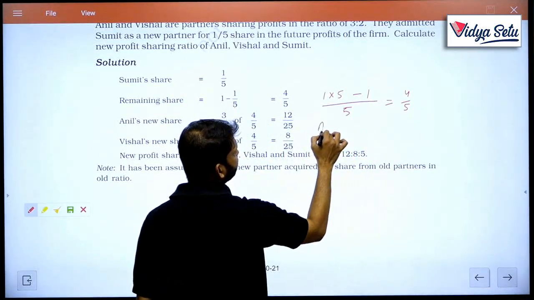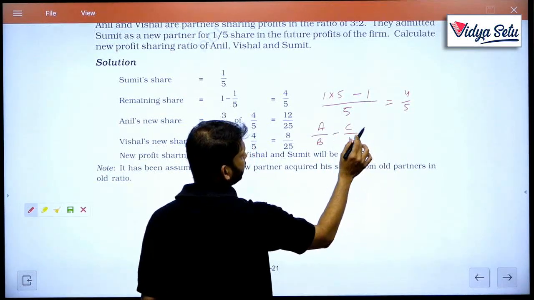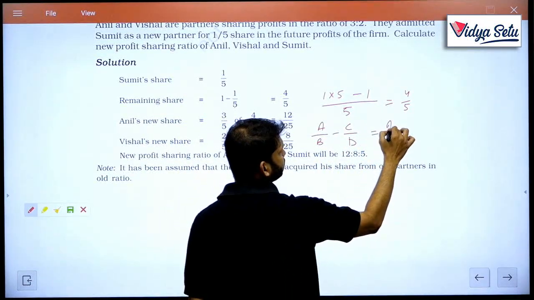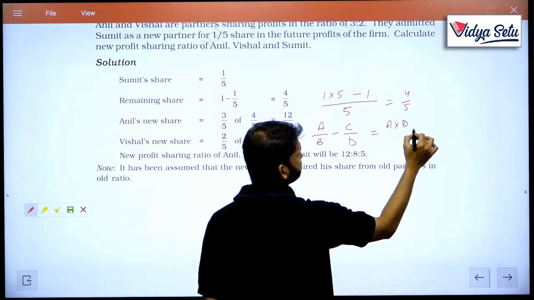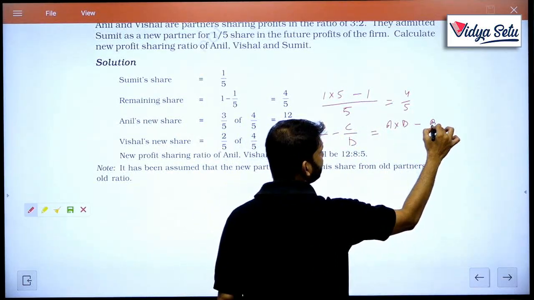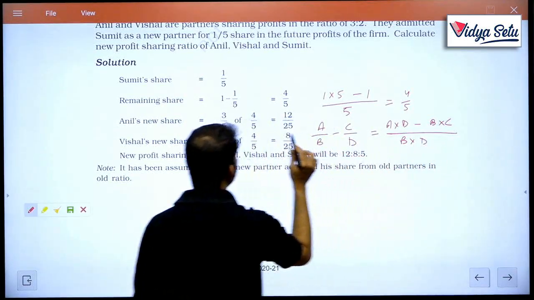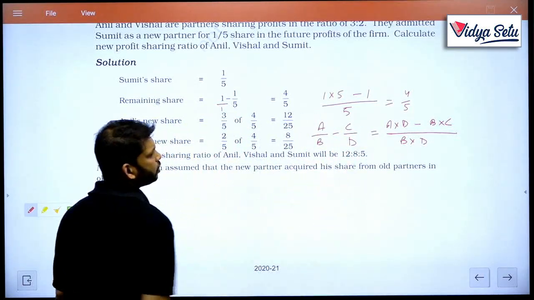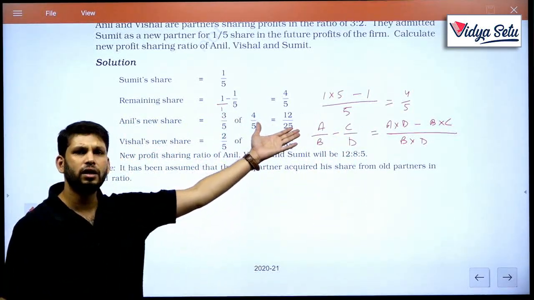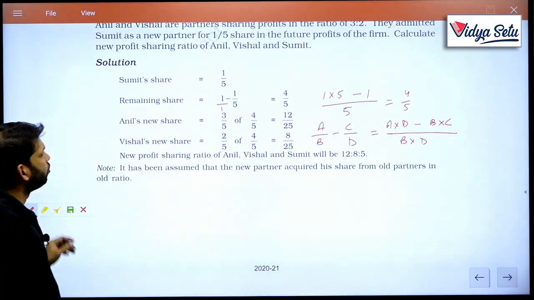So it comes to 4 upon 5. What you do if the fraction is a upon b minus c upon d, in this way: the simplest way is a multiplied by d, if it is minus then minus, if it is plus then plus, b into c upon b into d. We can assume this is written as 1 upon 1. So this will be in this way. This we studied in our, I guess, 9th or 10th class. We studied this.